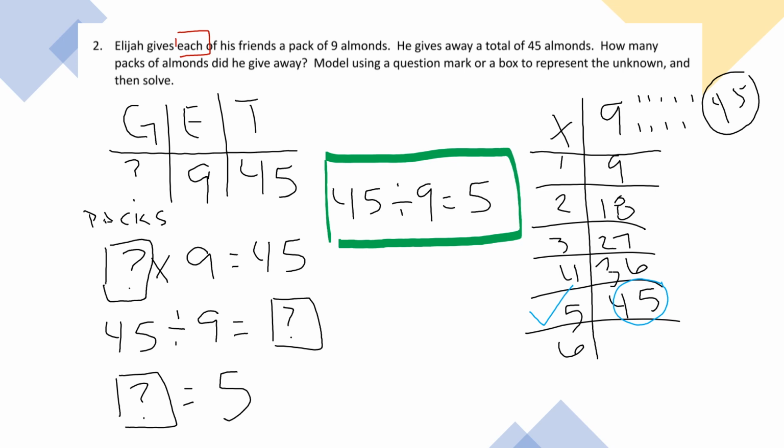Okay, so let's make sure we did everything we were supposed to do. We modeled using a question mark, and then we solved. So we've completed number 2. Let's move on to number 3.